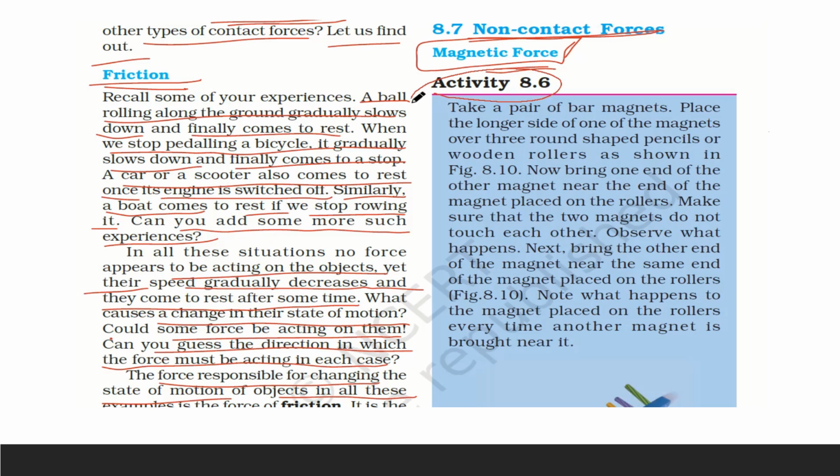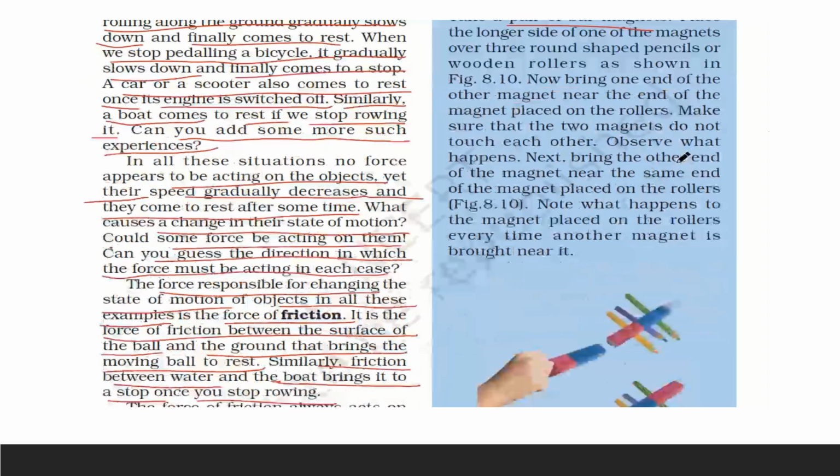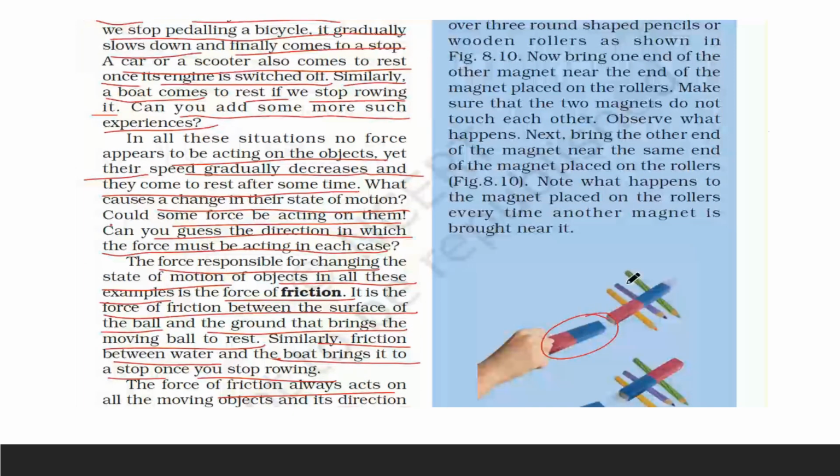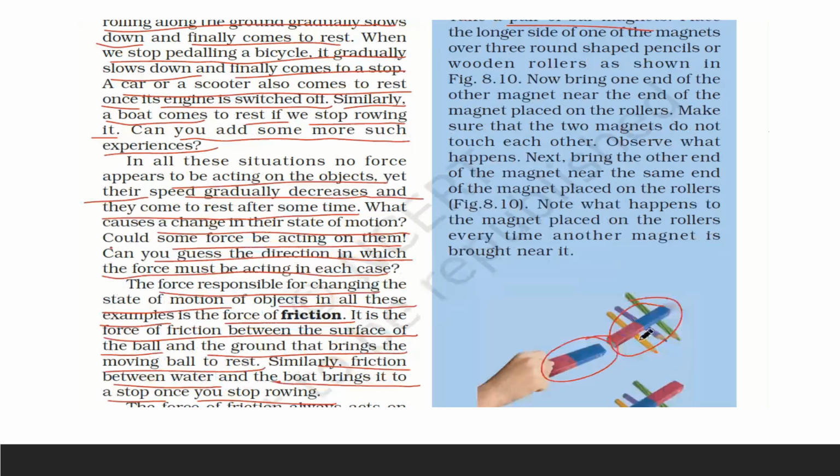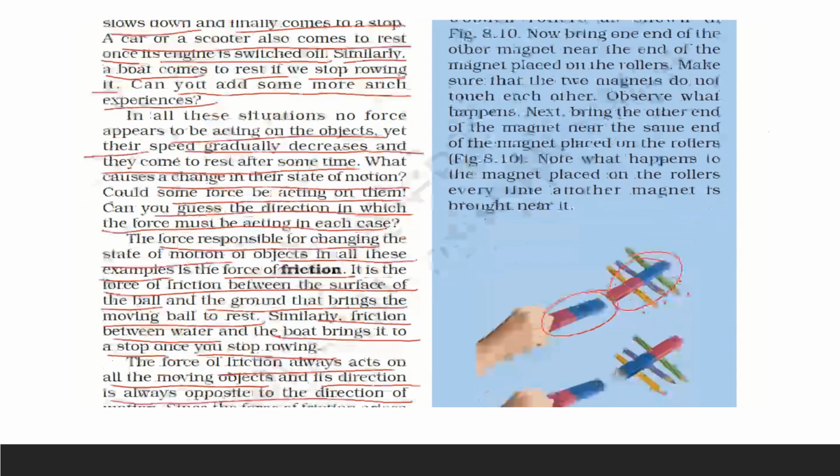So let us see what is there in activity 8.6. Take a pair of bar magnets and place the longer side of the bar magnet over 3 round pencils or wooden rollers as shown in the figure. You can use pencils or you can use wooden rollers instead.